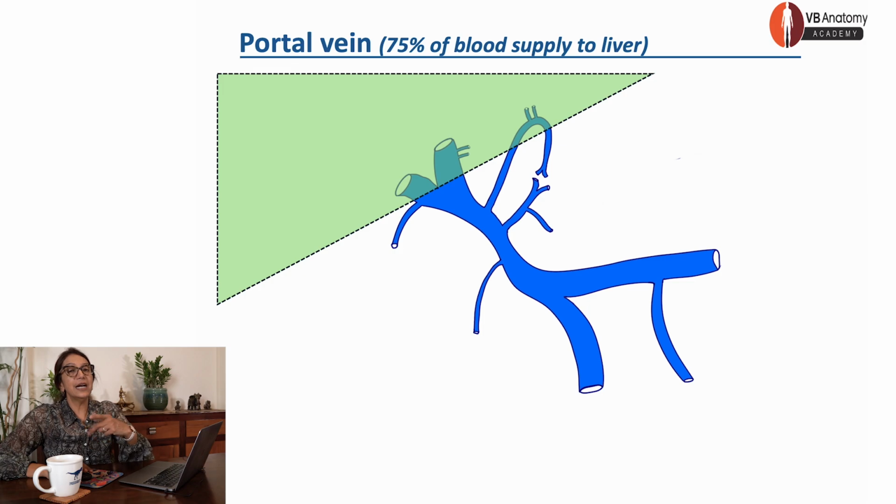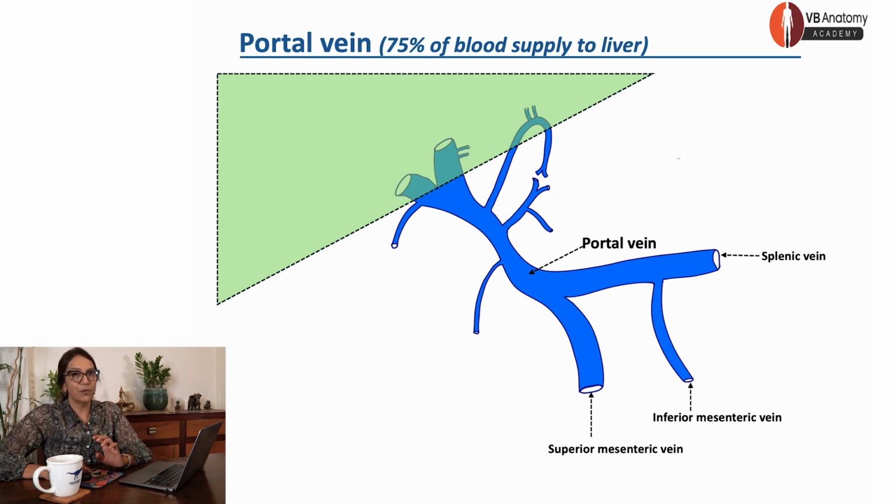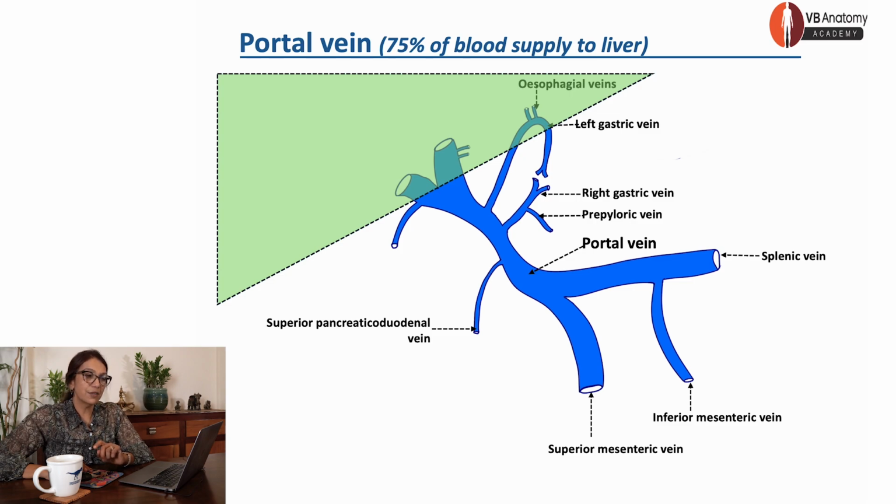Similarly, the other major supply is portal vein. How is portal vein formed? It's formed by union of superior mesenteric vein and splenic vein. The splenic vein also receives inferior mesenteric vein. So all your gut basically is coming here, okay? So here's your portal vein being formed. As it passes towards the liver, it receives superior pancreaticoduodenal, left gastric vein and right gastric vein. As you can see, left gastric vein also receives esophageal veins. Right gastric vein may also receive prepyloric vein of Mayo.